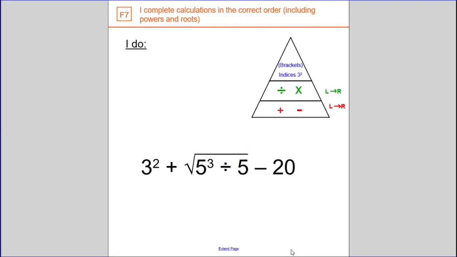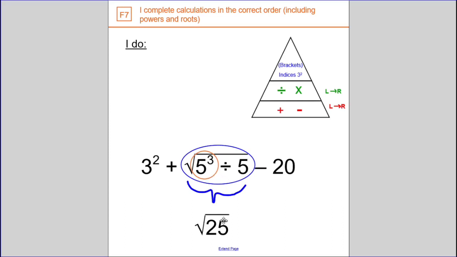So here we've got a different type of question. As you can see here, we've got a square root and a square present in the same question. Because they're both indices, it doesn't matter which one we start with. Previously, we've done left to right, but we're going to start from right to left. It should still give you the same answer. So if I simplify, I need to do 5 cubed divided by 5. That gives me square root of 25. Bring the rest of the information down. Once I've done that, I'm going to actually start working from left to right. So it doesn't really matter if you start with square root of 25 or 3 squared.